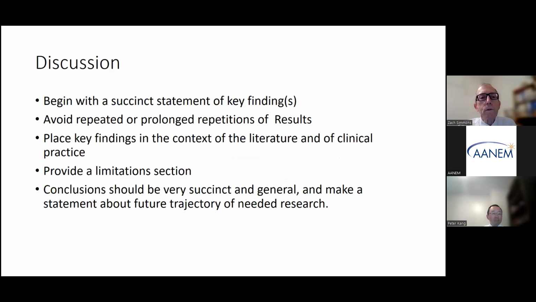The discussion should begin with a succinct statement of key findings, but in general, the discussion needs to avoid repeating the results. One doesn't want to see the results repeated, and then a few lines of discussion, results repeated again, a few lines of discussion. The reader has already read the results. Just start discussing why your findings are meaningful or important. Place these findings in the context of the literature and of clinical practice, and then provide a limitations section. What are the limitations of your study? All studies have limitations. And then a very, very succinct conclusion.